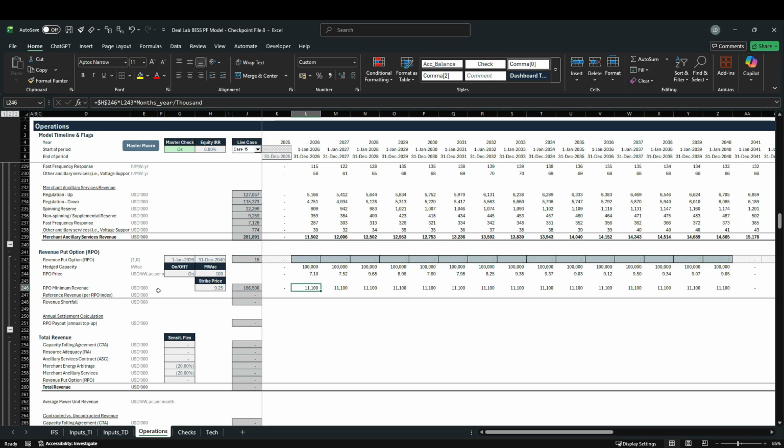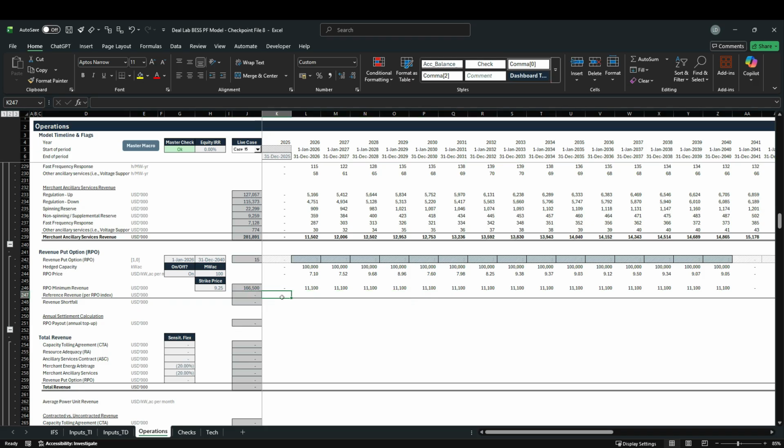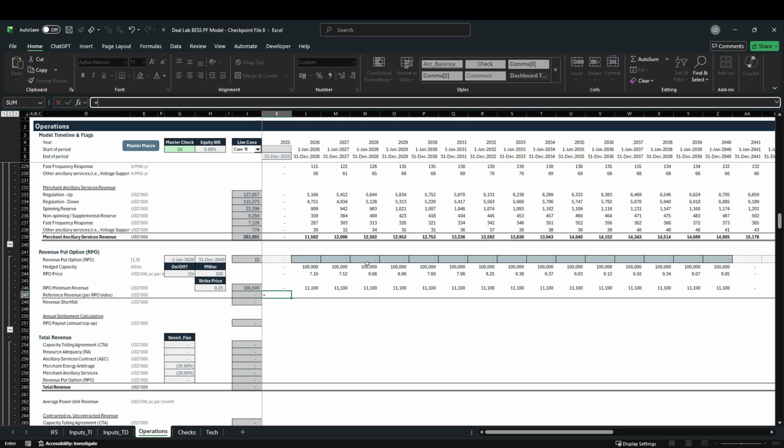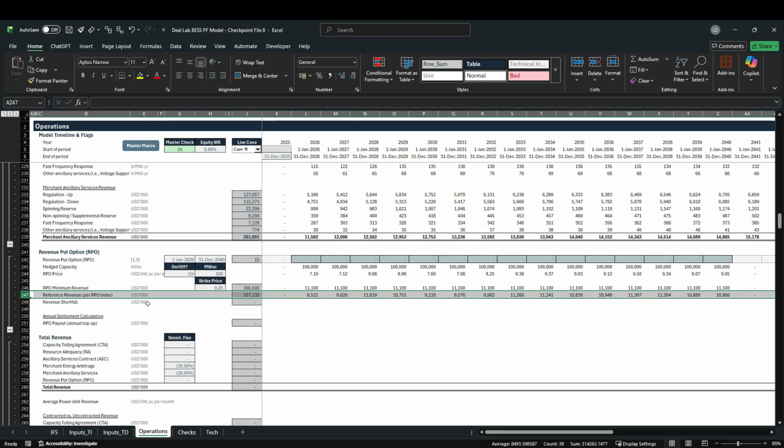And our reference revenue from the price proxy index is going to be modeled right underneath. And this is going to equal to, again, our hedged capacity times our RPO price. And then we will have to multiply this by months here again and divide by 1,000. Control R, drag it over. And this is essentially the actual revenue according to our RPO index forecast. And you can see that this might generate a revenue shortfall in certain years, such as the first 2 years.